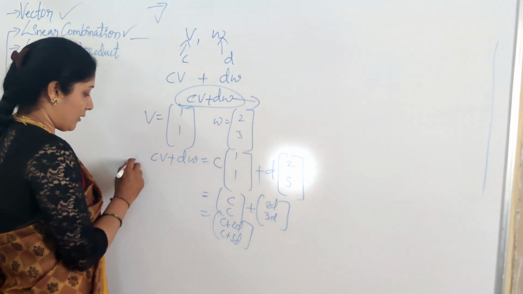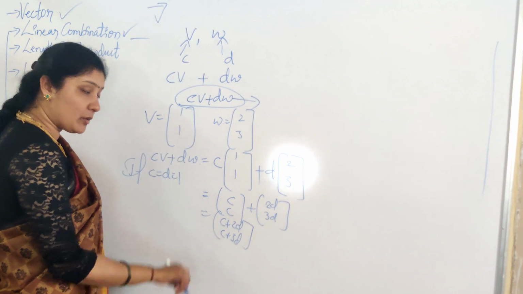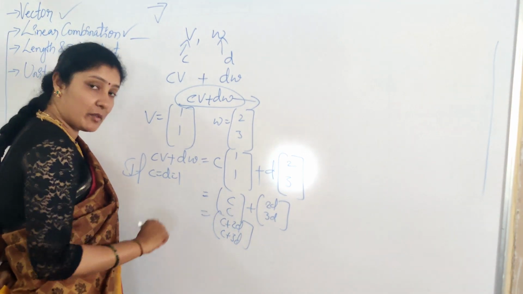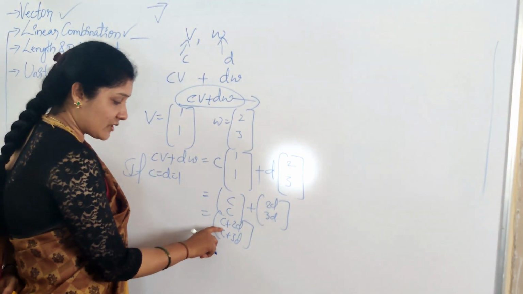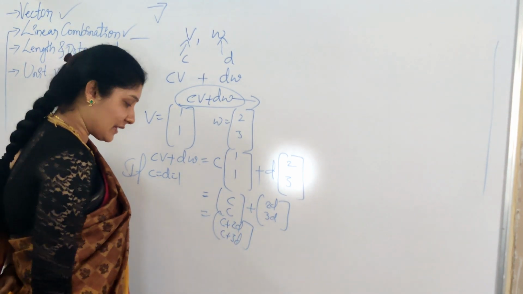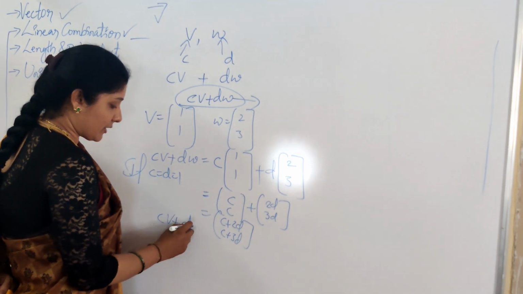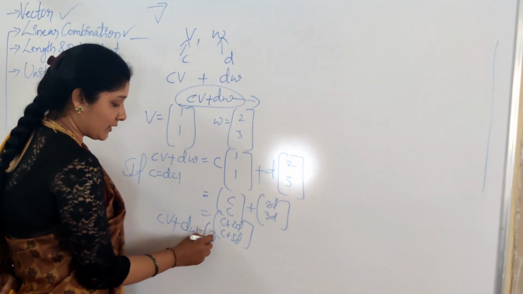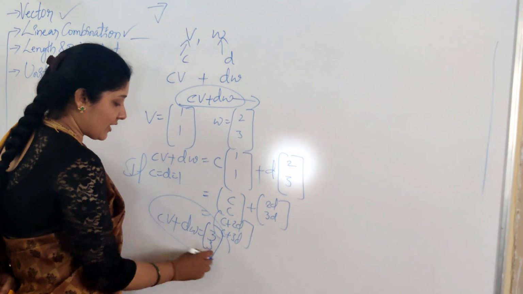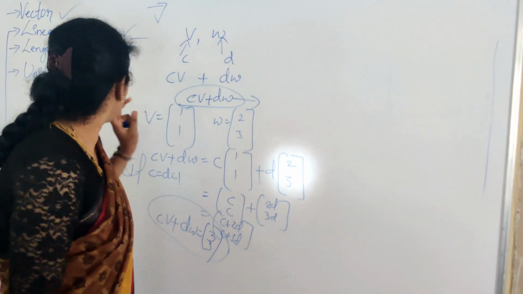If c is equal to d is equal to 1, in that case, what will be the answer here? c is 1 plus 2 into 1 is 2. So 1 plus 2 is 3. Therefore, the linear combination cv plus dw is equal to (3, 3). So this is the meaning of the linear combination.